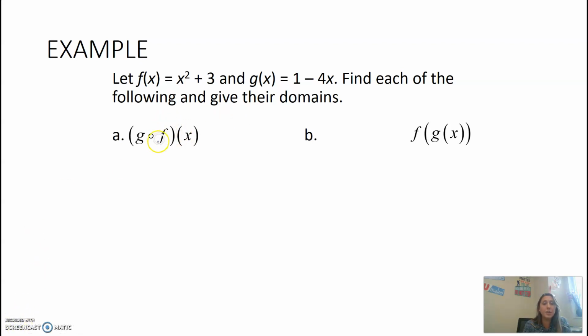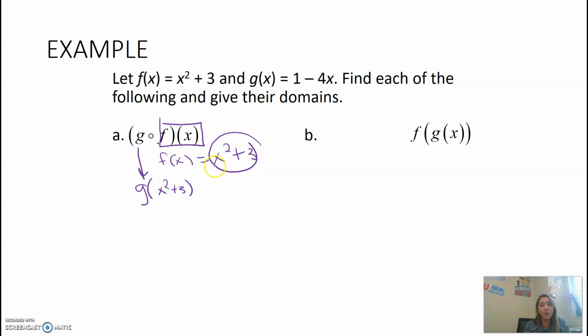Okay, so the first thing we're going to do is find what f of x equals, because it's closest to the input. f of x equals x squared plus 3. Then we're going to do exactly what we did yesterday, except we're not finding a number, we're doing the function. We're going to take that x squared plus 3 and plug it into g. That's my new input. This isn't any different than what we've done before. We're just doing it one at a time.